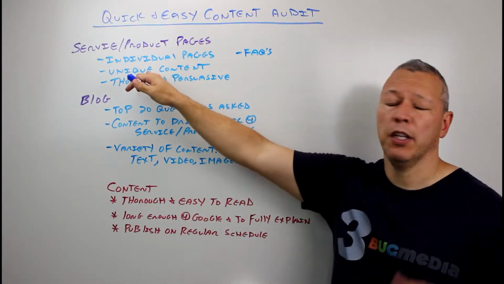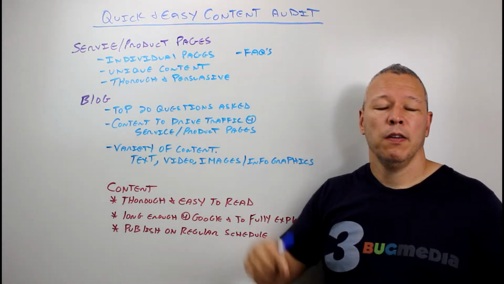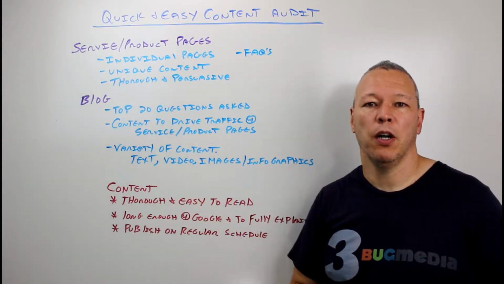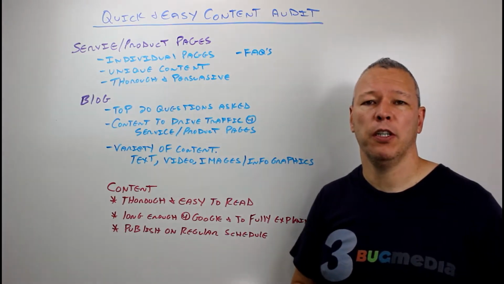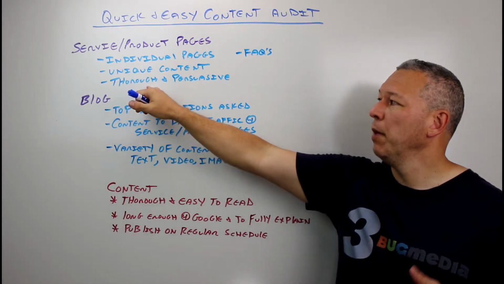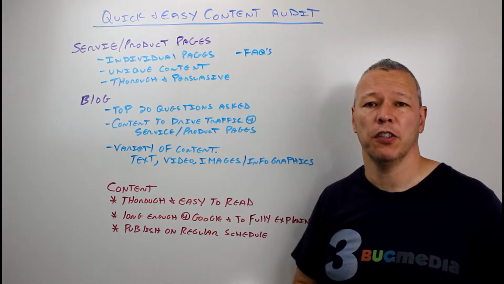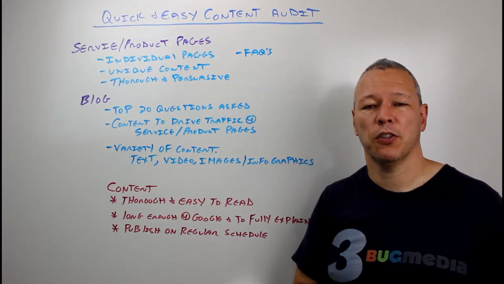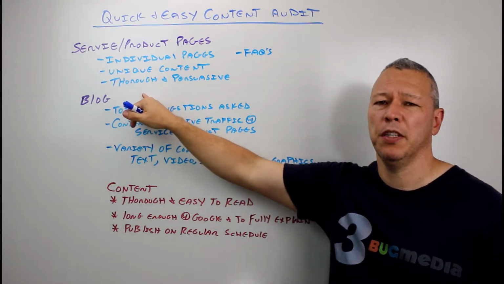You want to make sure the content's unique, so don't go to another mortgage company's website, copy the content, and just put it on your website. That doesn't work. It'll never rank in Google. They know you're copying content from somewhere else. Make sure you're creating unique content, and make sure it's thorough and persuasive for conversion and for the search engines. The search engines don't like to show flimsy content in the search results. They want to make sure you're answering the question thoroughly and providing a lot of information.